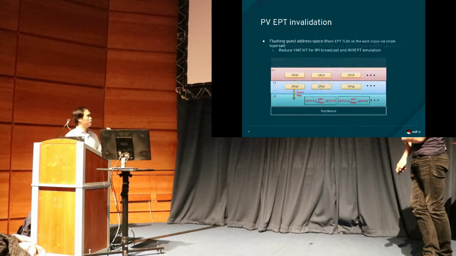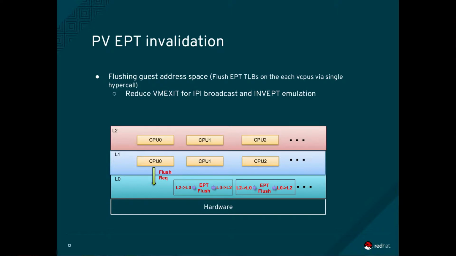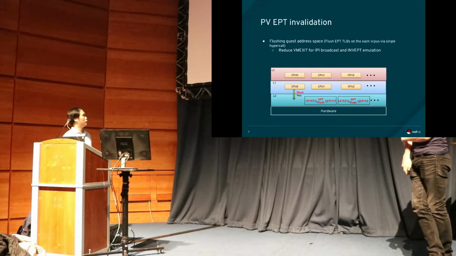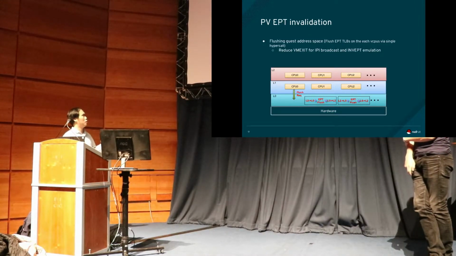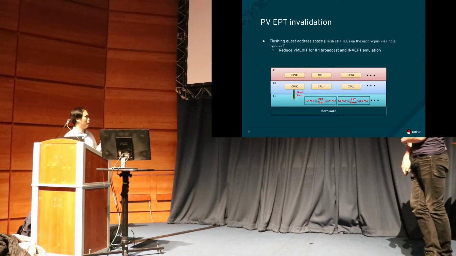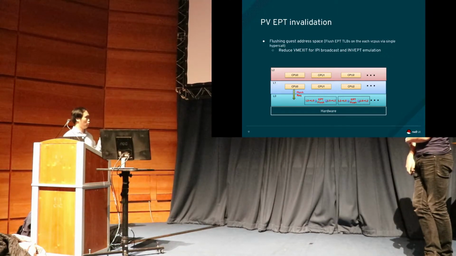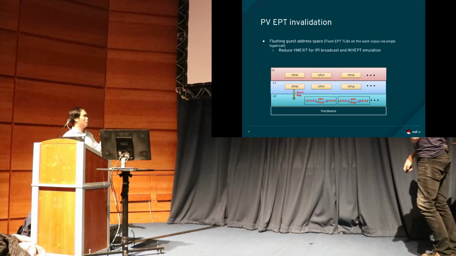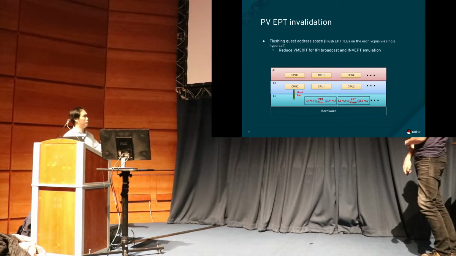To reduce such overhead, Hyper-V provides the first hypercall. It's called the flush guest physical address space hypercall. The hypercall can help the L1 hypervisor to flush the EPT TLB without the L1 hypervisor involvement. And this one single hypercall can work for all the affected CPUs. So just one hypercall to flush all the affected CPUs.